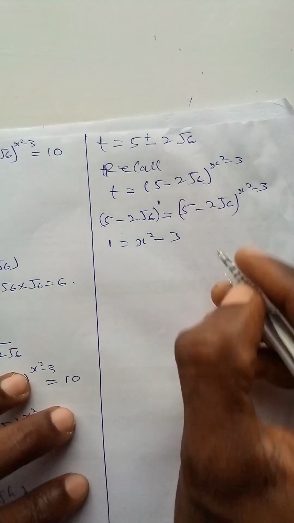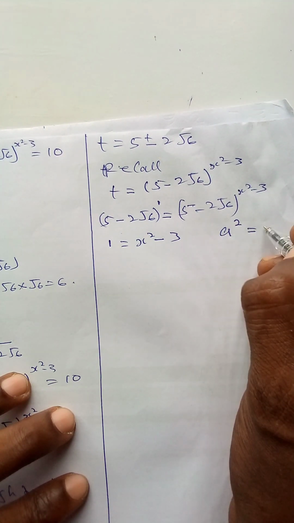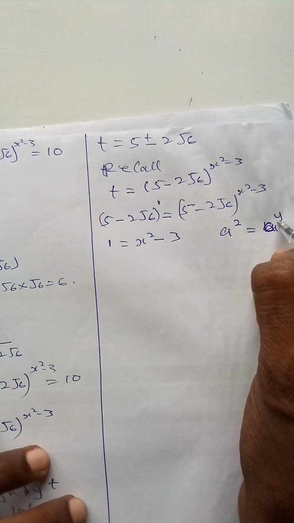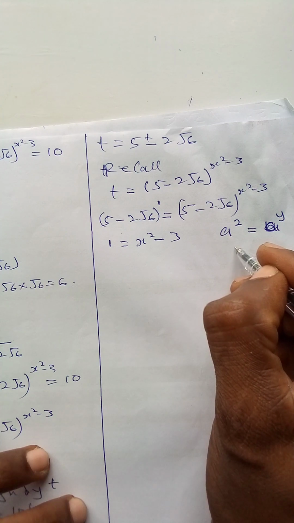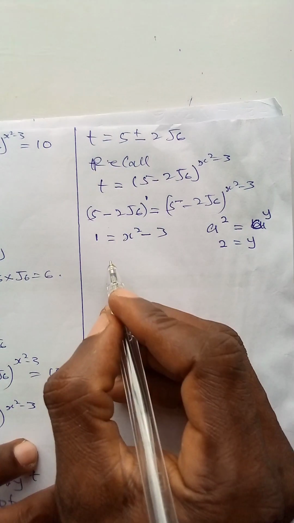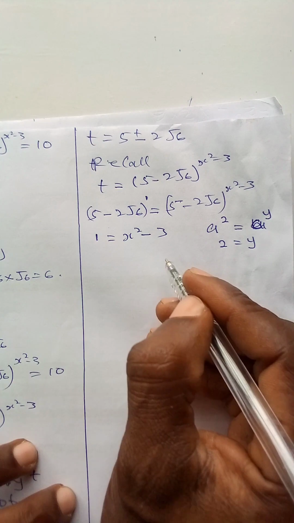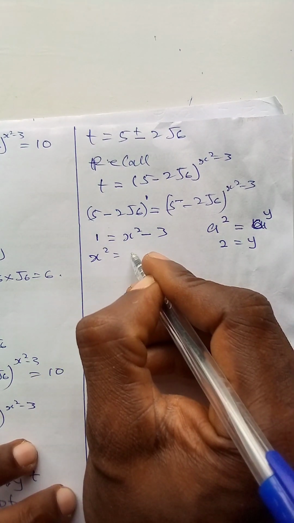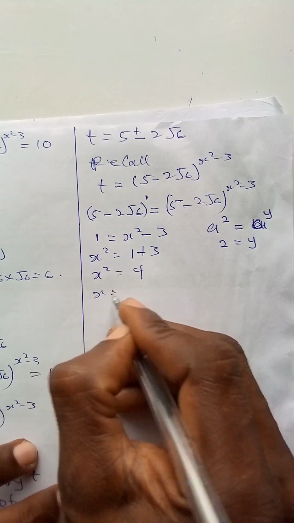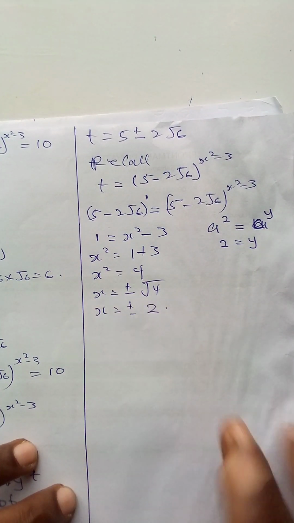Let us remember that if I have a raised to power 2 is equal to a raised to power y, that means that my 2 is equal to y. This is just what I applied here. Now 1 is equal to x² − 3. So let's find the value of x. x² will now be 1 plus 3 and x² is 4. So x will be plus or minus the square root of 4. x is plus or minus 2.